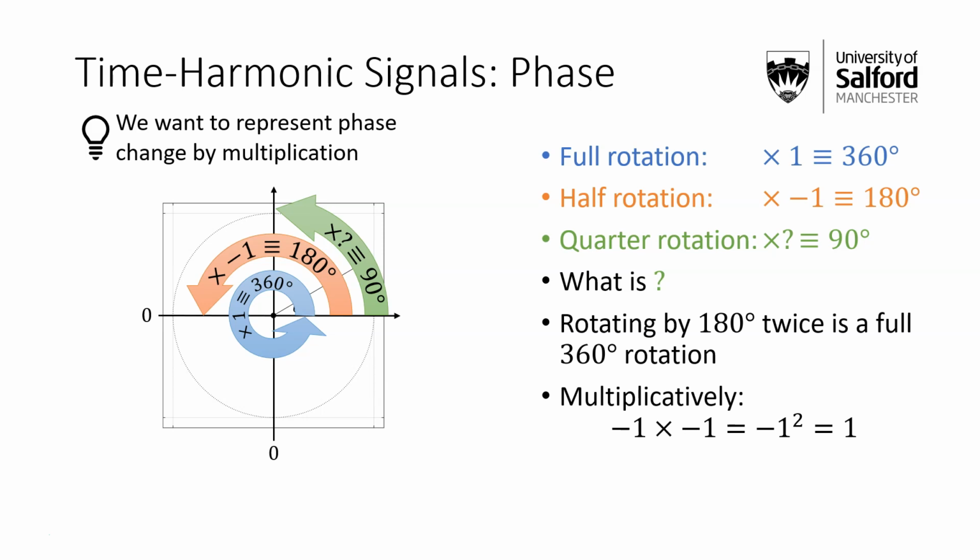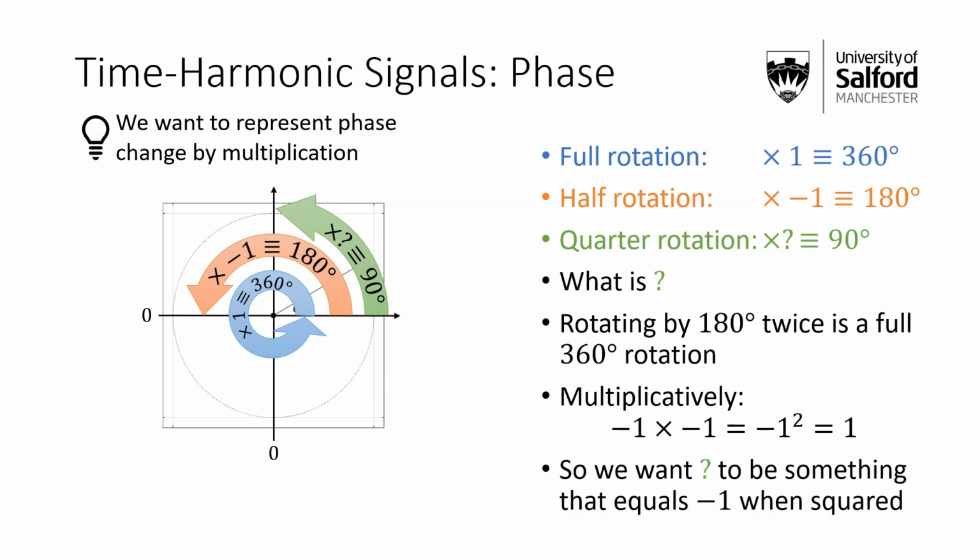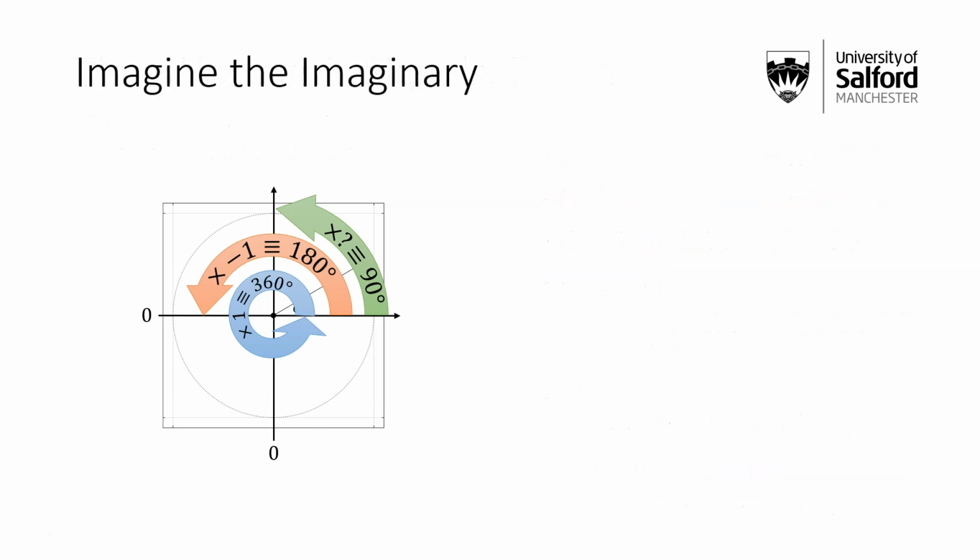If you do half rotation twice, you get back to where you started. So that makes a lot of sense. We can reframe this by saying that what we're looking for, this question mark, whatever it might be, is something that when you square it, it gives you -1. And that is where imaginary numbers come in, because someone thought, what happens when you take -1 and define something that you have to square to get that?